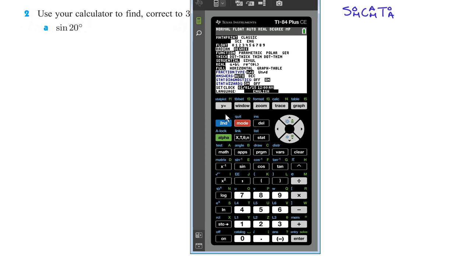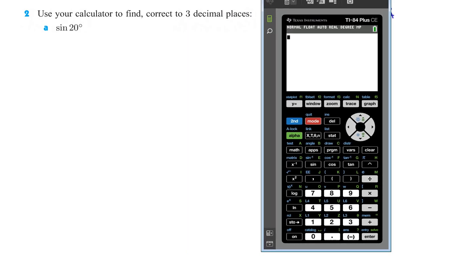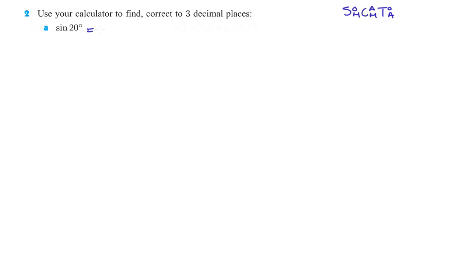So we are in degrees, so I do second quit. You usually don't have to worry about it too much on the scientific calculator, but in graphing calculator, it usually defaults to what we call radians, and we'll talk about that a little bit next year. But anyway, now that we know we're in degrees mode, we're going to do sine of 20. Hit equals, and that gives us 0.342 to 3 decimal places.